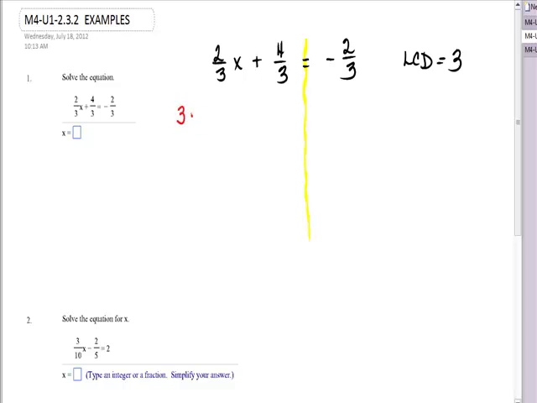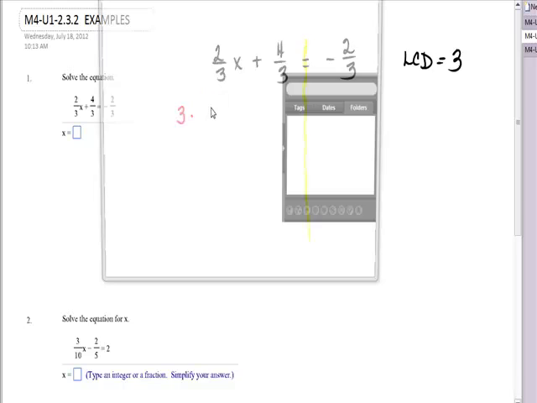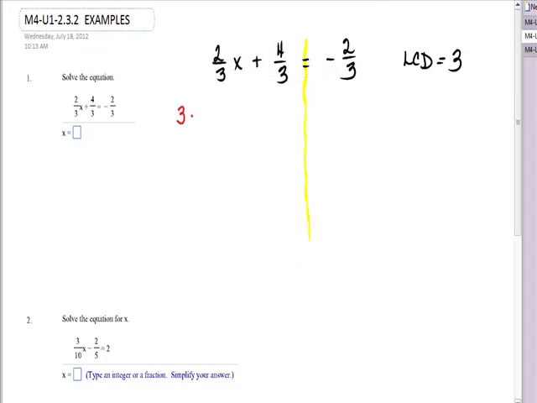I've got 3 times 2/3 x plus 3 times 4/3, equals 3 times negative 2/3. Every term in the equation got multiplied by that least common denominator.